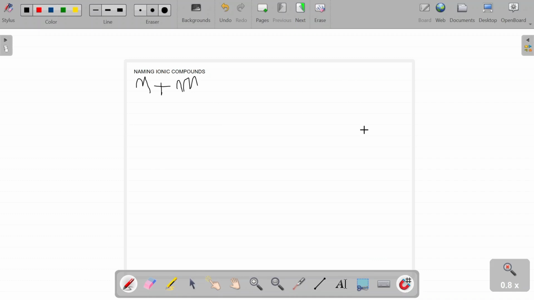Some examples of ionic compounds are things like your common salts. Salts, and the symbol for salt is NaCl. I apologize for the bad handwriting. Just bear with me. NaCl.